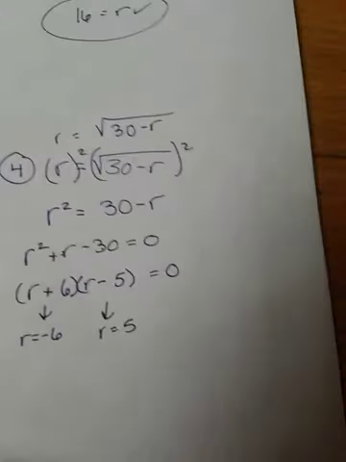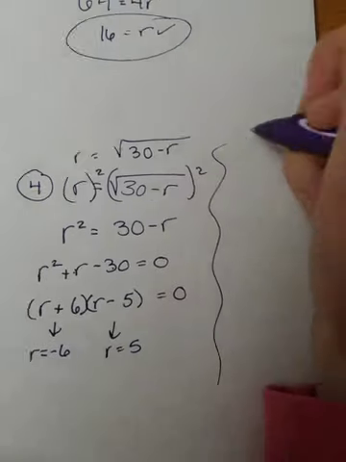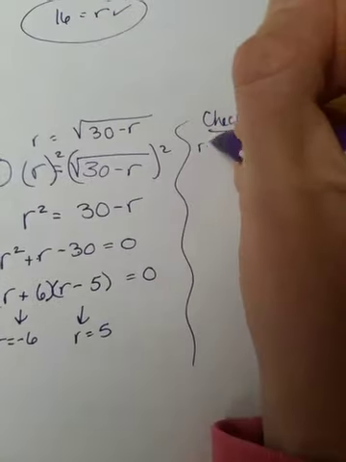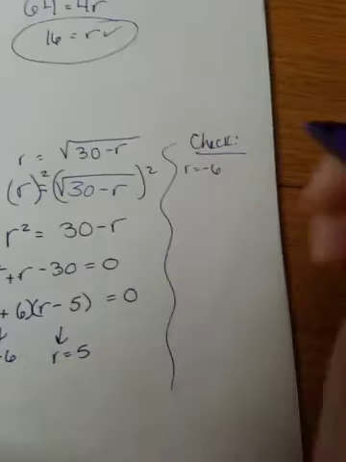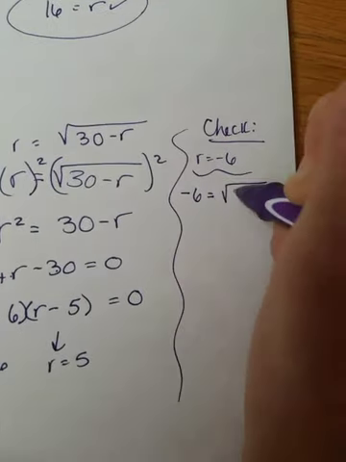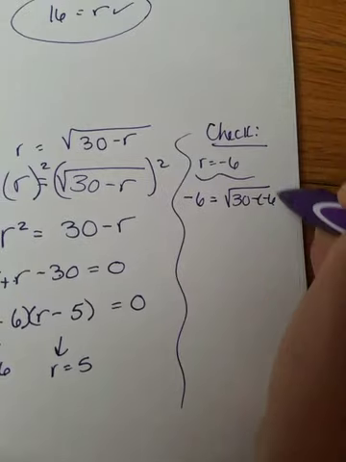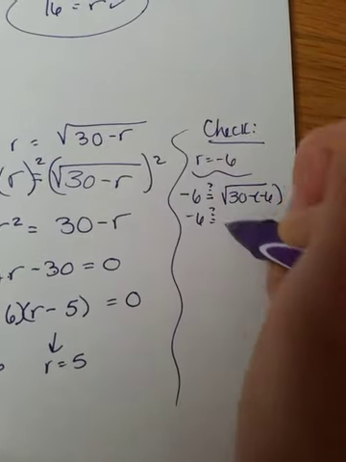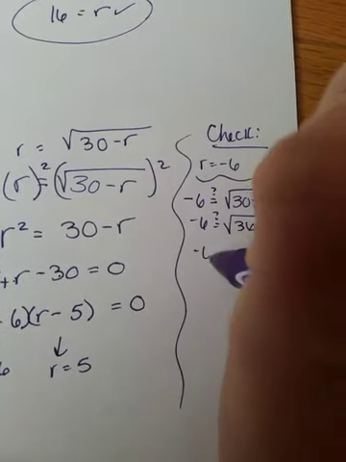So let's do that. I might actually write this one out. So this is just a check. First, I have to check them one at a time. So I'm going to check r equals negative 6. Putting that into the equation, I have negative 6 equals the square root of 30 minus a negative 6. So I want to know, does negative 6 equal root 36?